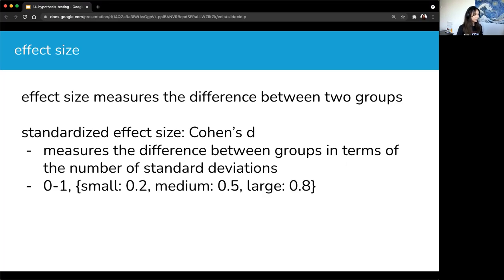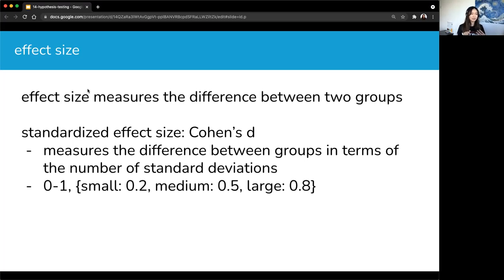Okay, so effect size. We're not going to talk about it too much today, but it's part of this topic's material, and it's going to come back tomorrow. The effect size measures the difference between two groups. A standardized way of talking about effect size is a statistic called Cohen's d, which measures the difference between groups in terms of the number of standard deviations. We'll see this come back tomorrow, so don't worry about it for now, but just know that Cohen's d is measured from 0 to 1.